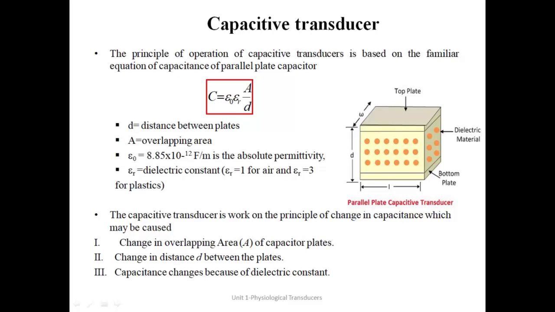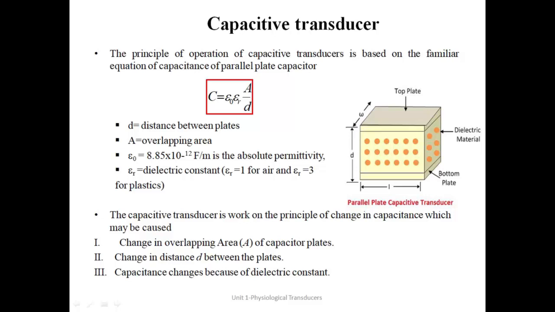The principle of operation of the capacitive transducer is based on the familiar equation of the parallel plate capacitor. You must have studied in your earlier classes what a capacitor is, right? You can see in the figure, you have a parallel plate capacitor over here. You have two metal plates, and in between there is some dielectric medium, right? And when you pass the current through it, a quantity called capacitance is developed in this device, and the capacitance is governed by the equation given over here.